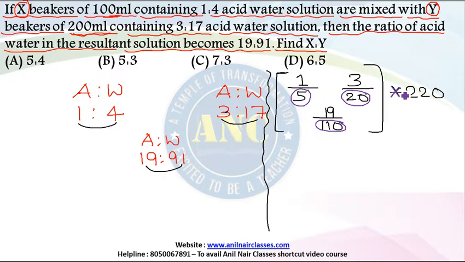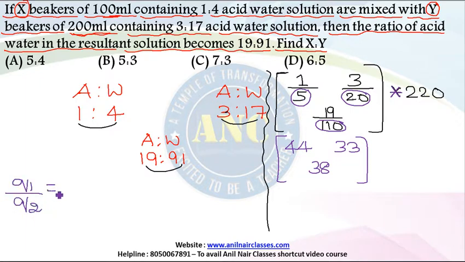That is the reason I am multiplying with LCM, right? If I simplify 220 into 1 by 5, it is 44. 220 into 3 by 20, it will be 33. 220 into 19 by 110, it is 38. I hope you are understanding the logic, sir. Now if I want to find Q1 by Q2 ratio, it is 33 minus 38, which is minus 5, divided by 38 minus 44, which is minus 6. Minus by minus becomes positive. That means I can say that the two quantities are mixed in the ratio 5:6.